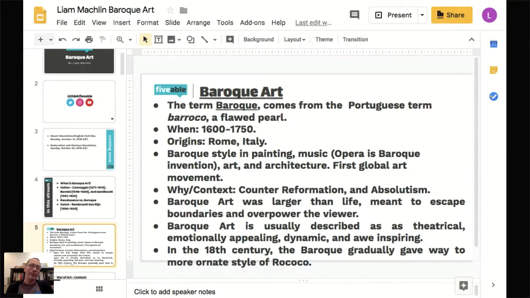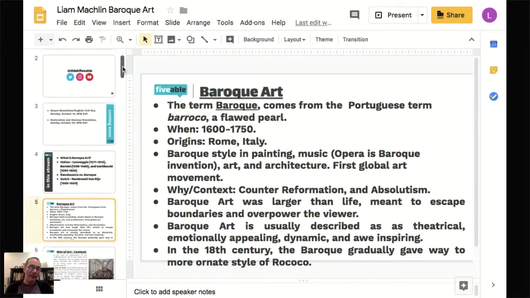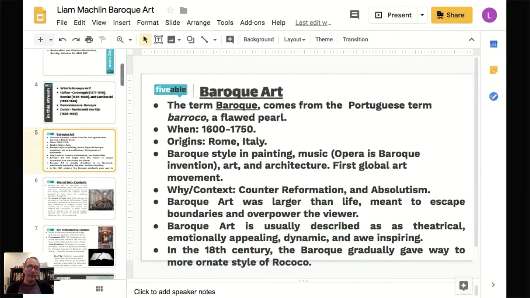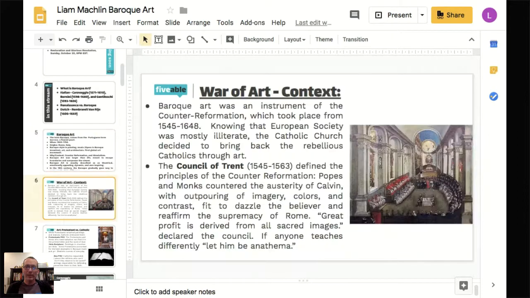Finally, when the Baroque finished, it gave way to a new form of movement, the Rococo art. You're going to see a stream about Rococo art later on. So that's basically 101: what is the Baroque art, when did it start, and the context. If you have any questions, put them at the bottom of the screen.